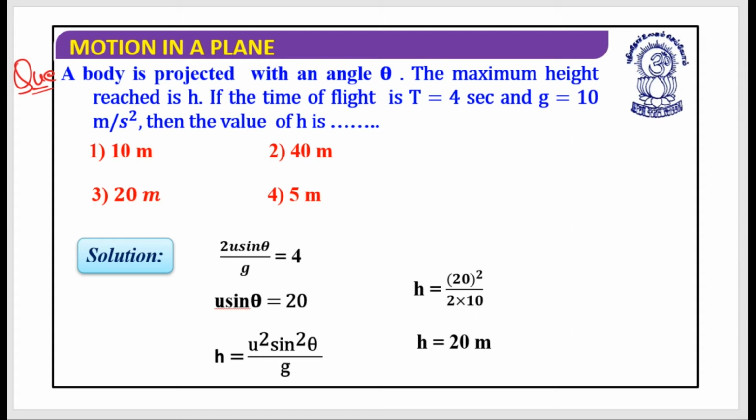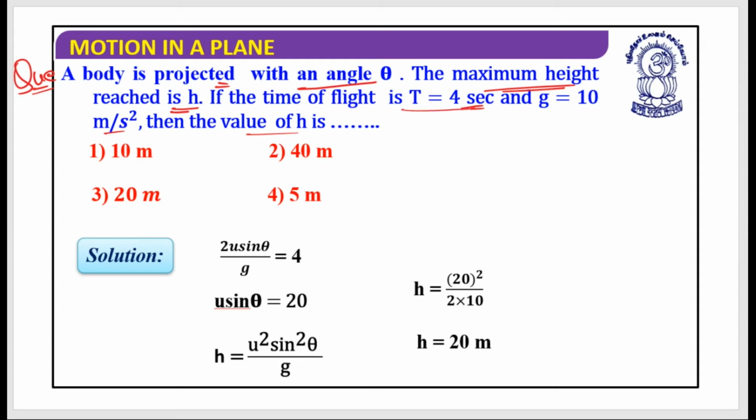What is given? It says that a body is projected with an angle theta. The maximum height reached is h. If the time of flight T is equal to 4 seconds and g is equal to 10 meter per second square, then find the value of h.